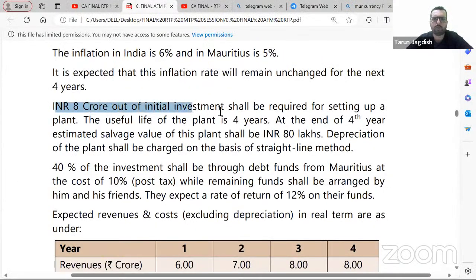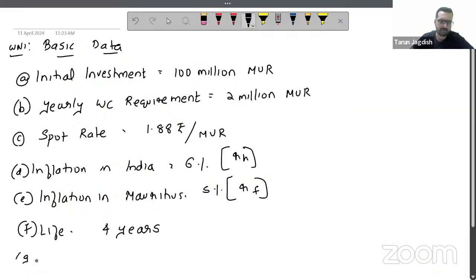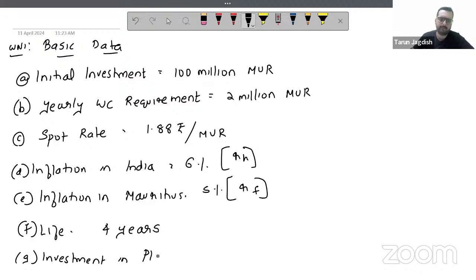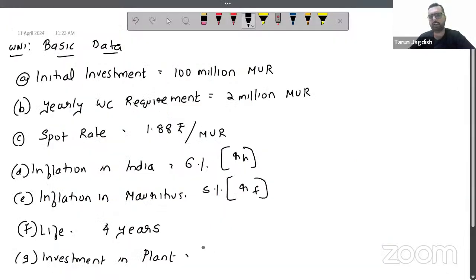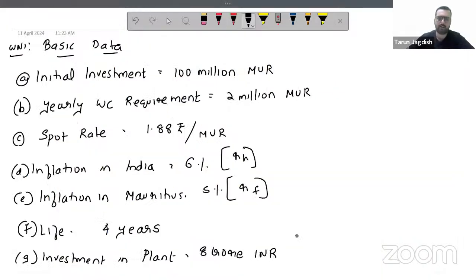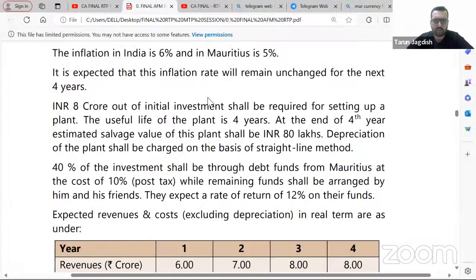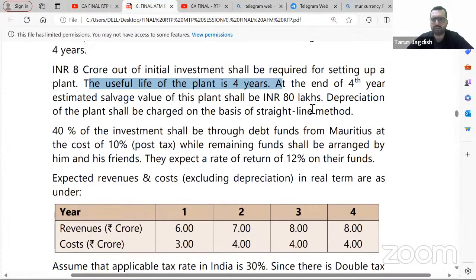INR 8 crore out of the initial investment shall be required for setting up a plant. So investment in plant is going to be 8 crore, that is in INR, correct? Then what have they told? The useful life of the plant is 4 years. At the end of the 4th year, the salvage value of the plant shall be 80 lakhs.